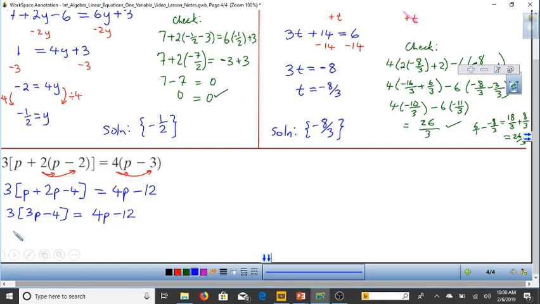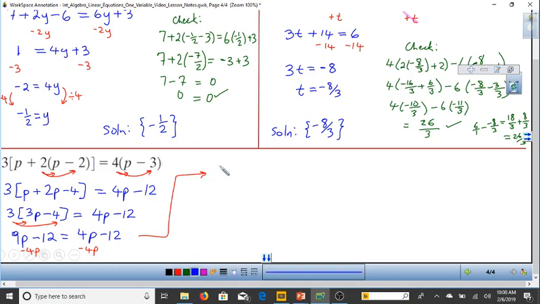And then 3 will just get distributed to that bracket. And so we have 3 times 3p is 9p minus 12 is equal to 4p minus 12. Now I just subtract 4p from both sides, and then that will give me 5p minus 12 equal to negative 12. And then, of course, to get the p by itself, I add 12 to both sides.